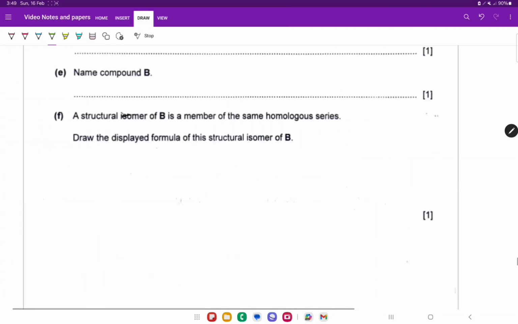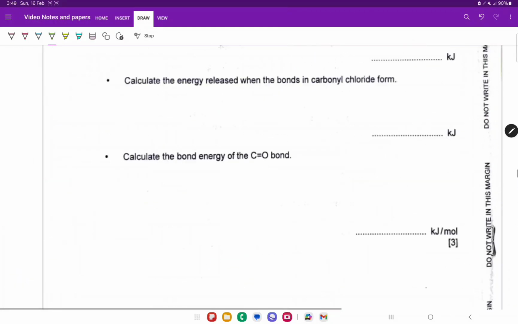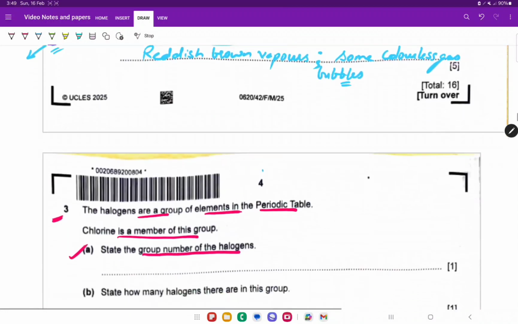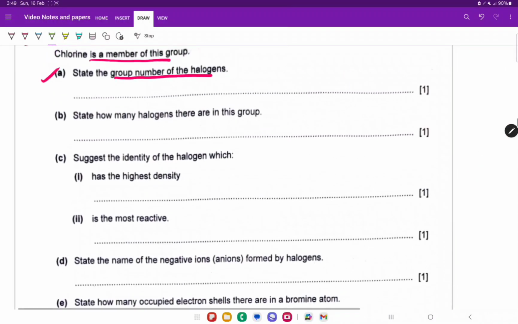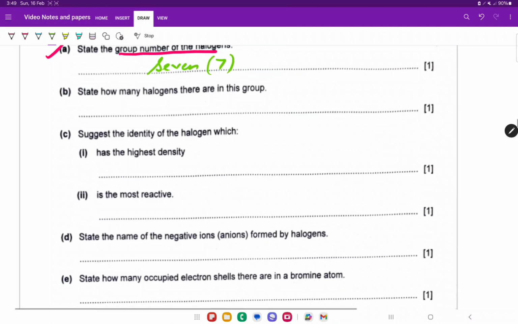To move back to the question, what do we have to write? The question is asking, what is the group number? State the group number of the halogens. So it is group number 7. 7 is my group number for the halogens. Now, state the number of halogens. How many halogens are there in this group?